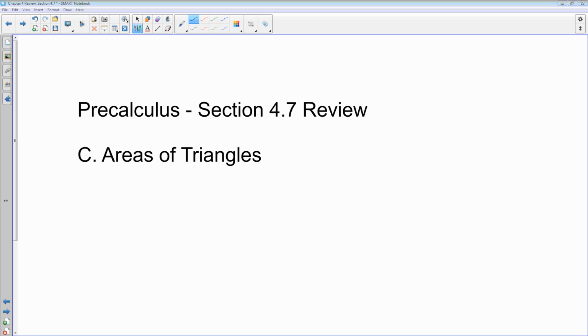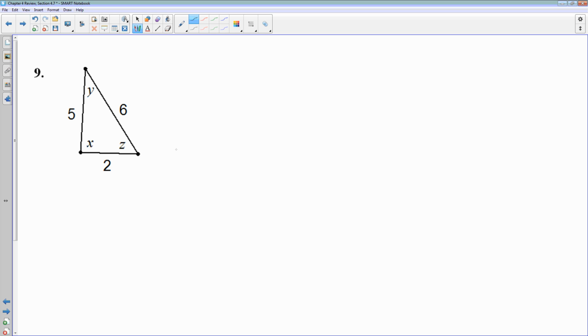Okay, here is the final section of the review, areas of triangles. And these are 3 triangles that were copied and pasted from the first 6 problems on the review, which will make this a little bit easier. Number 9, you have a side-side-side triangle. And remember, when you're doing the areas, you need either side-side-side, side-angle-side, or base and height.